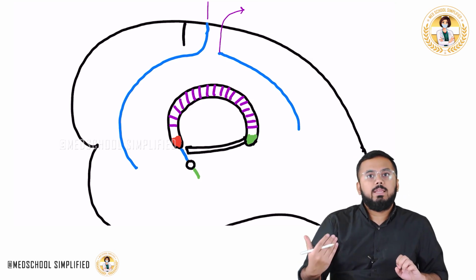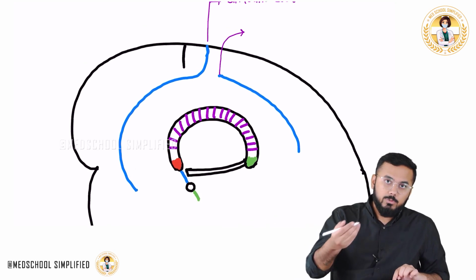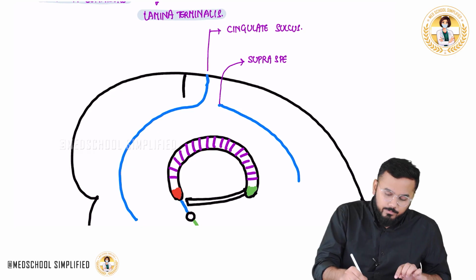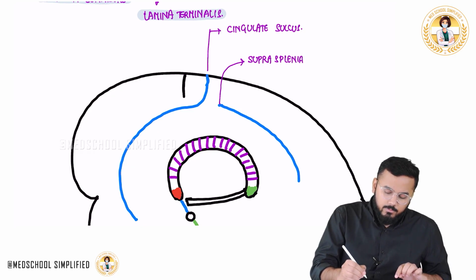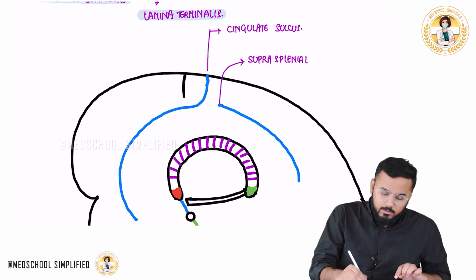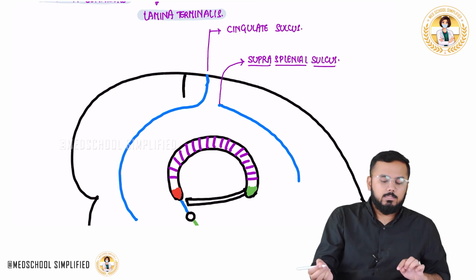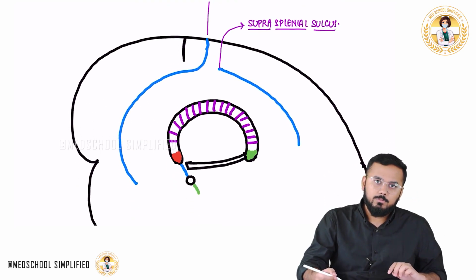So can I call it a suprasplenial sulcus? Right, because it is present above the splenium. So this sulcus is called as suprasplenial sulcus. This sulcus is called suprasplenial sulcus.